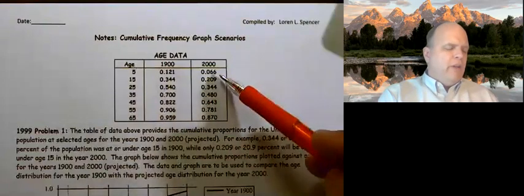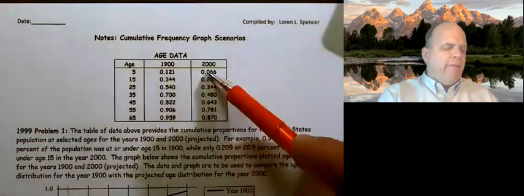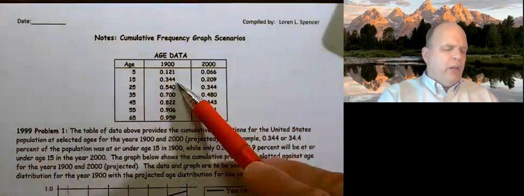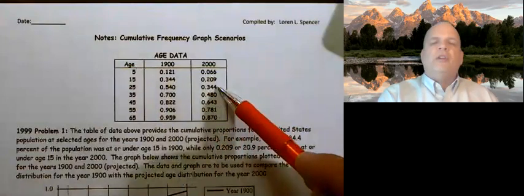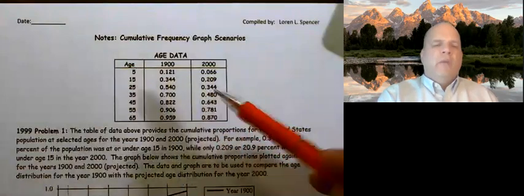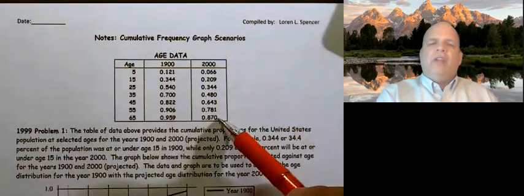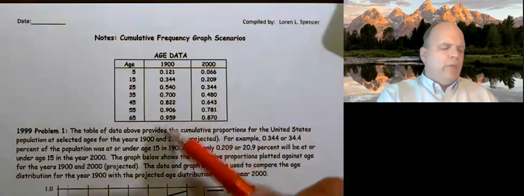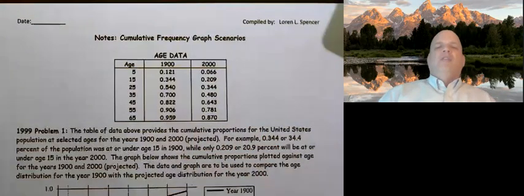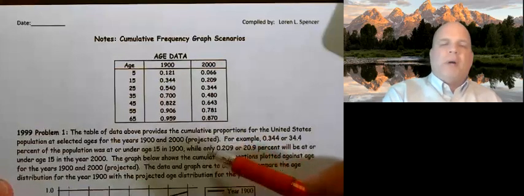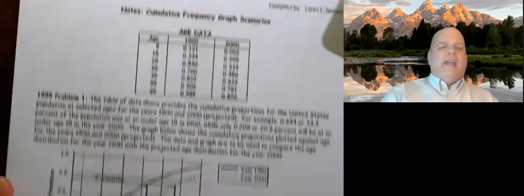Whereas if we look at the year 2000, we have about half that are under the age of 5. We have 34% under the age of 25. Here we had 96% under the age of 65. Here only 87% were under the age of 65, which means 13% were above that age, only 4% here. But once again, it's a cumulative frequency, so if they'd run this for ages, ultimately at about 120, 100% of the population would be under that age.